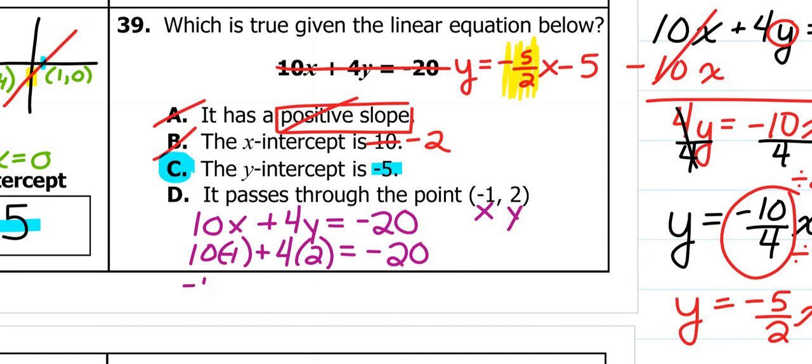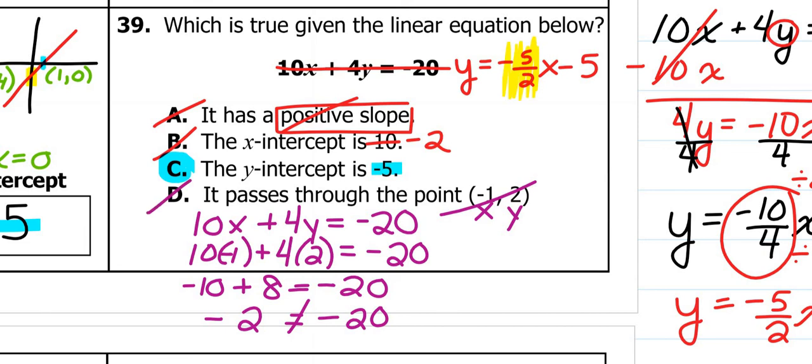10 times -1 is -10. 4 times 2 is 8, which equals -20. -10 plus 8 is -2. That does not equal -20. So this point is not on the line. It doesn't work. So I'm not going to select choice D. So the correct answer is choice C.